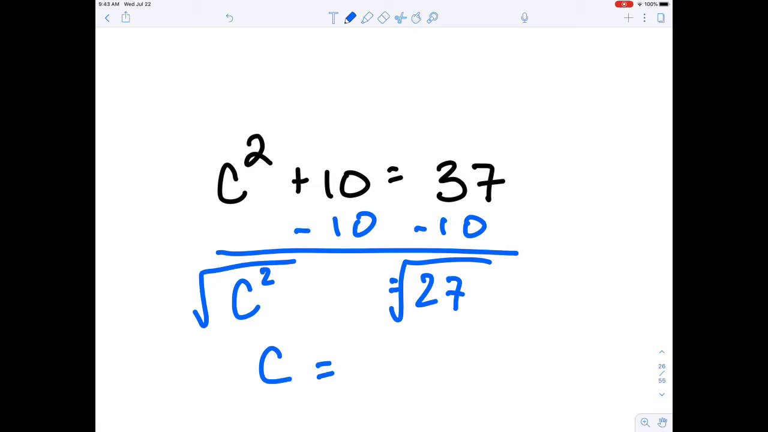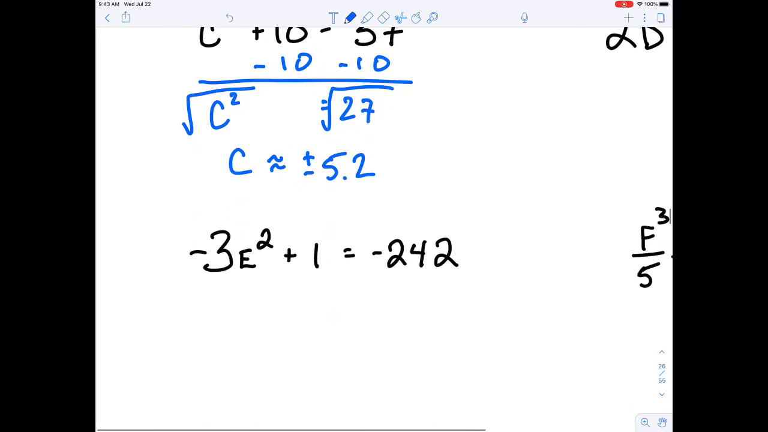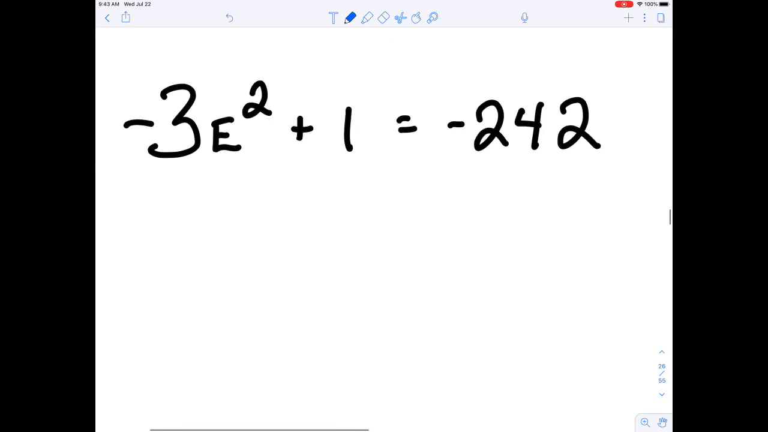Now, in this one, the square root of 27, I'm going to go to my calculator. The square root of 27 appears to be about 5.2. So I'm going to say plus or minus 5.2. All right, that's an approximate answer, by the way. When we say approximate answers, teachers appreciate if you do the squiggle for approximate. I have another one down here for squares while we're on it.